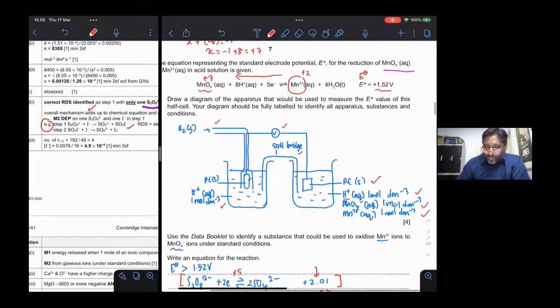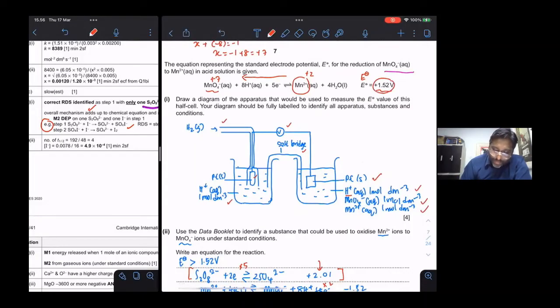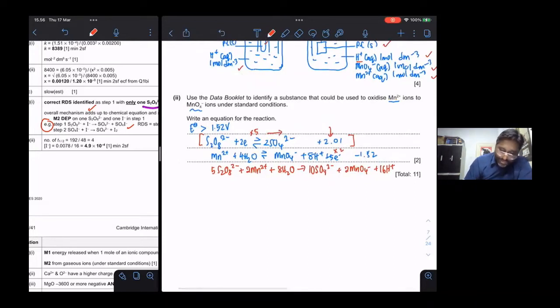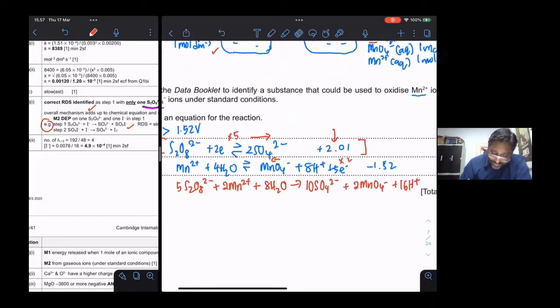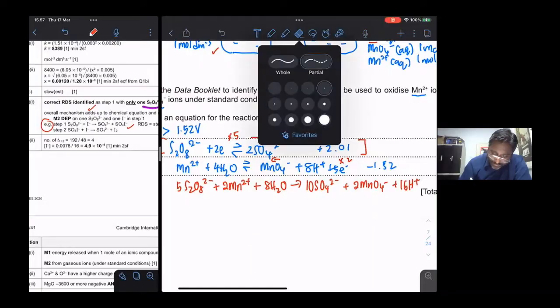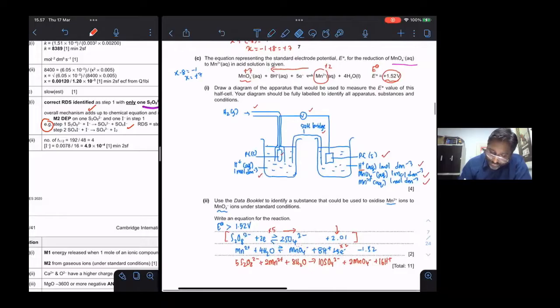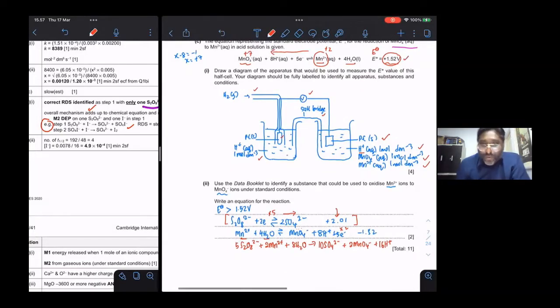So you see 2.01 is greater, or more positive, than 1.52. And I know that this is going to go forward and this is going to go backward. So when it goes backward, in this case, I already changed it. I have changed this equation to the backwards reaction. Let me check. So you see here Mn2+, 4H2O, so I put it over here. Therefore this one, which was 1.52, is now going to become negative 1.52.